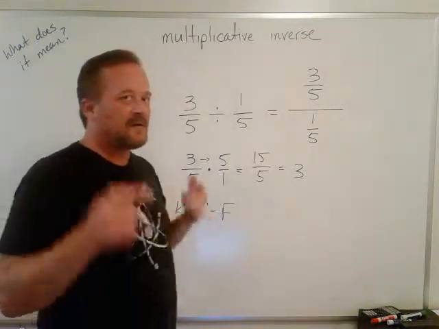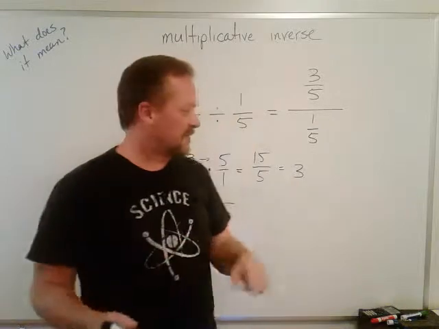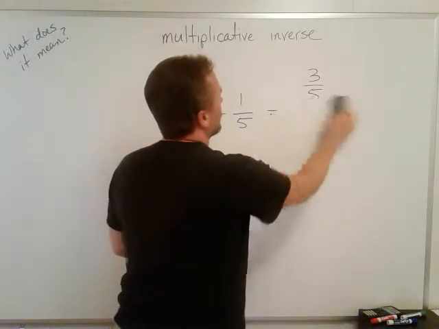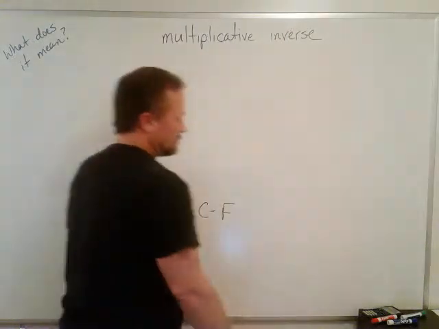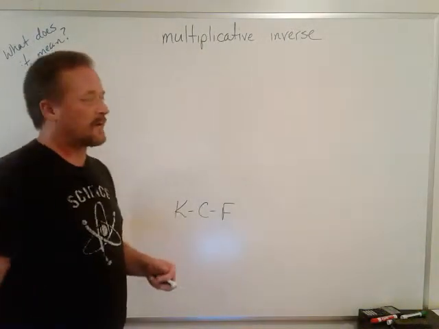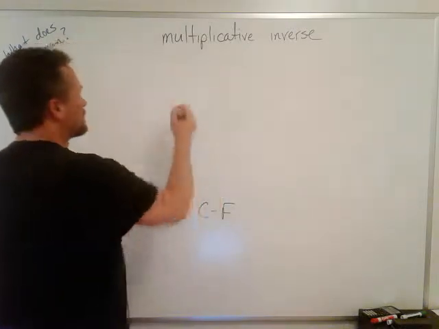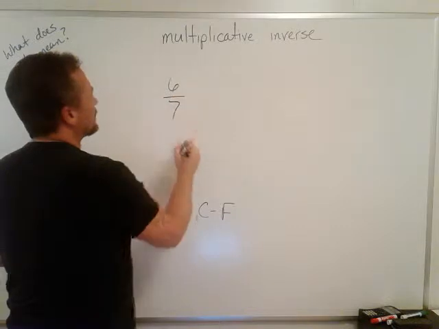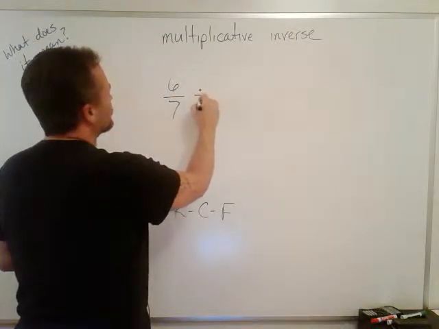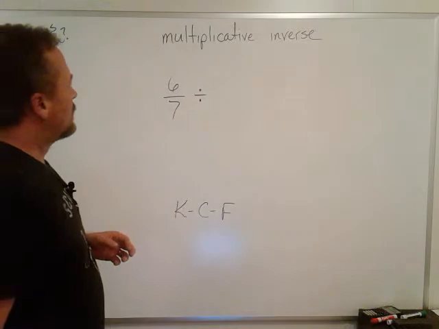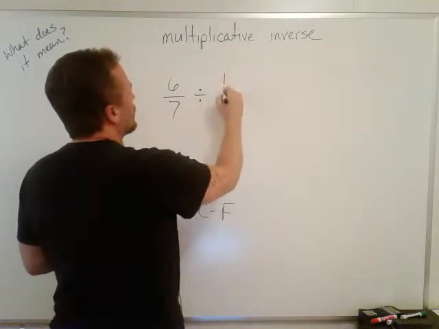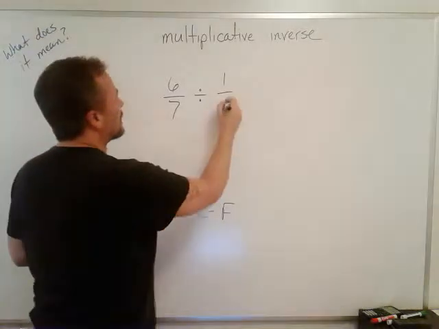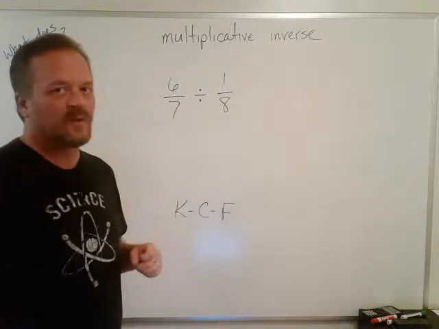Okay? Let's try the shortcut before you jump into your exercises. And then we're also going to check our answer. Okay, so let's start with a fraction that's a little more complicated. Here's 6/7, and we're going to divide that by 8. Let's make it weird, okay?